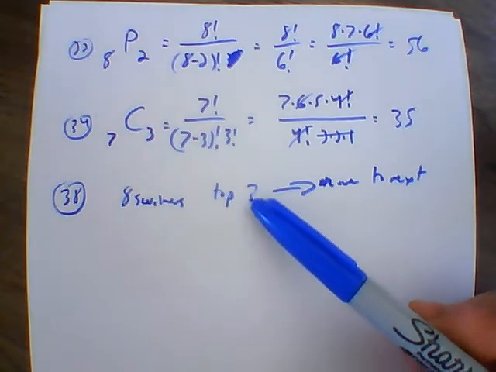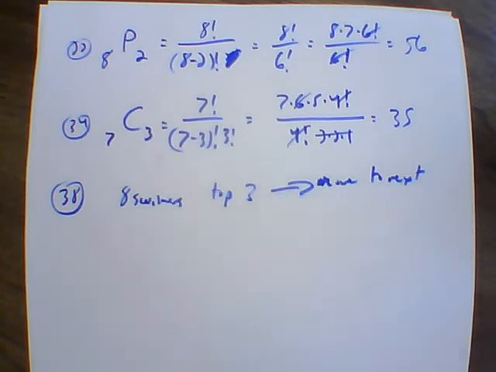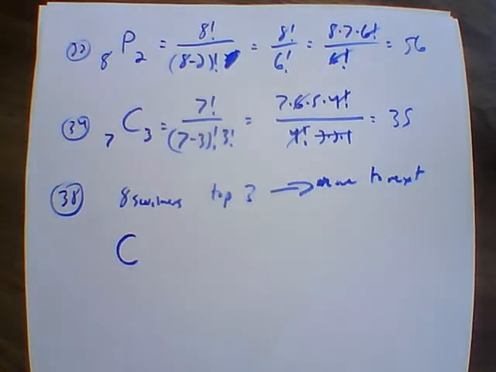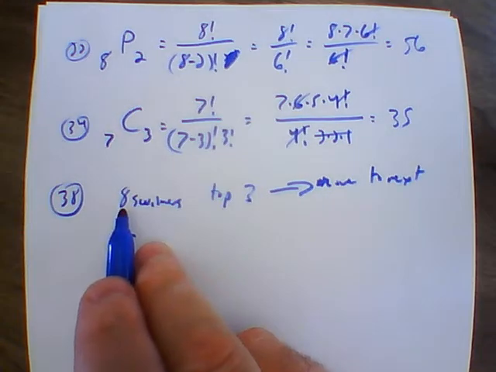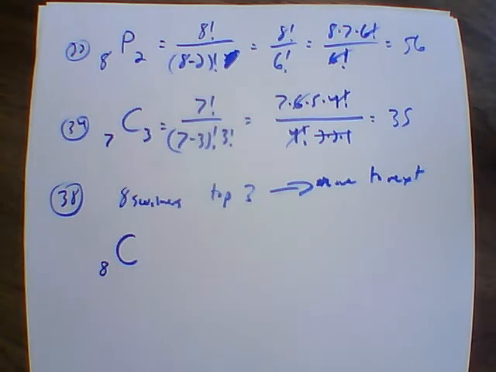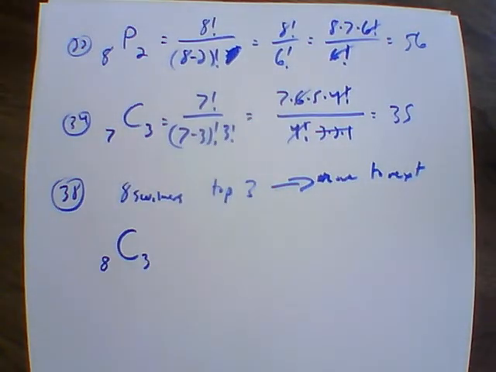So it doesn't matter if you finish first, second, or third, you're moving to the next round. So order does not matter. So we have a combination. We have a total of 8 swimmers that are possible. So that's my n, my total number, is 8 swimmers. We're looking at taking 3 positions. So we're taking the top 3.